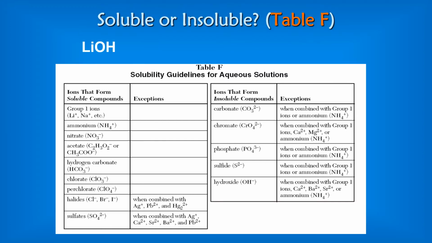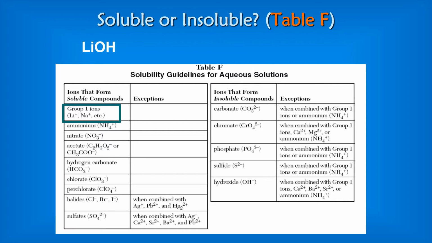Now here, let's say I give you this compound, lithium hydroxide, and I ask you, is this compound going to be soluble in water or is it going to be insoluble in water? We have two things in this compound. We have a lithium ion and then we have a hydroxide polyatomic ion. So if you start going over your table, you will find right here, the very first row in the first column says that group 1 ions are soluble in water.